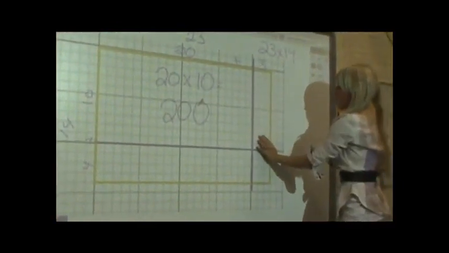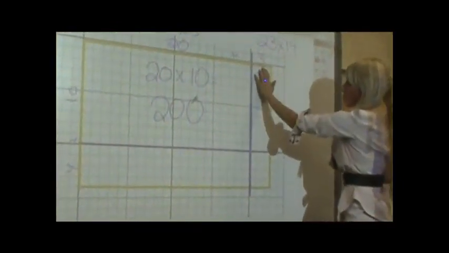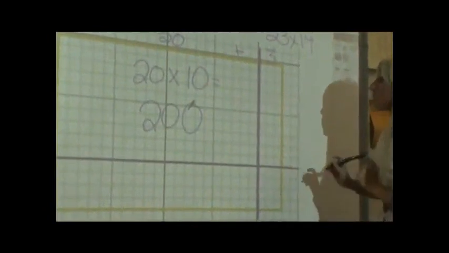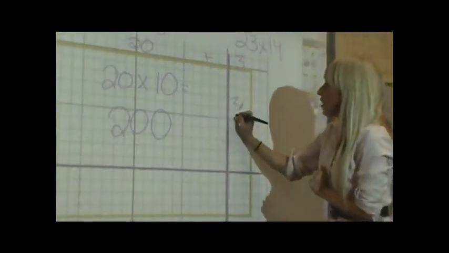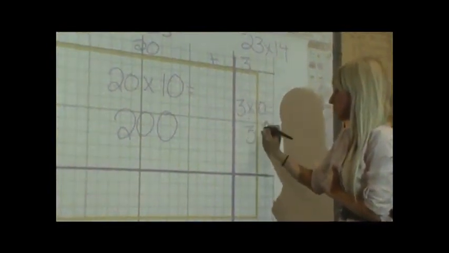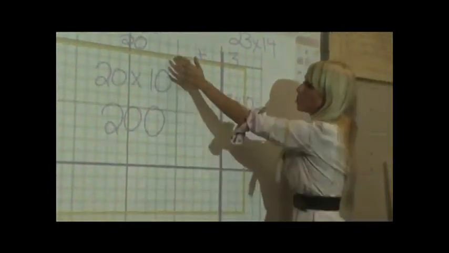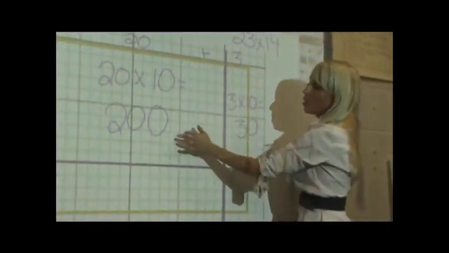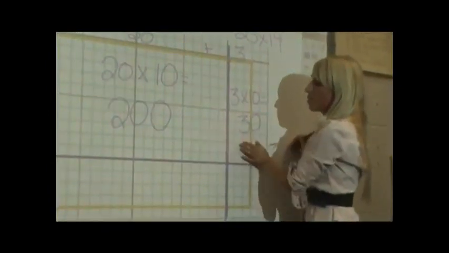Over in this section, I have my 3 from 23, and I have 10 rows. To solve that, I will write 3 times 10 equals 30. Now we have multiplied 23 by 10 using 2 smaller and simpler multiplication sentences.